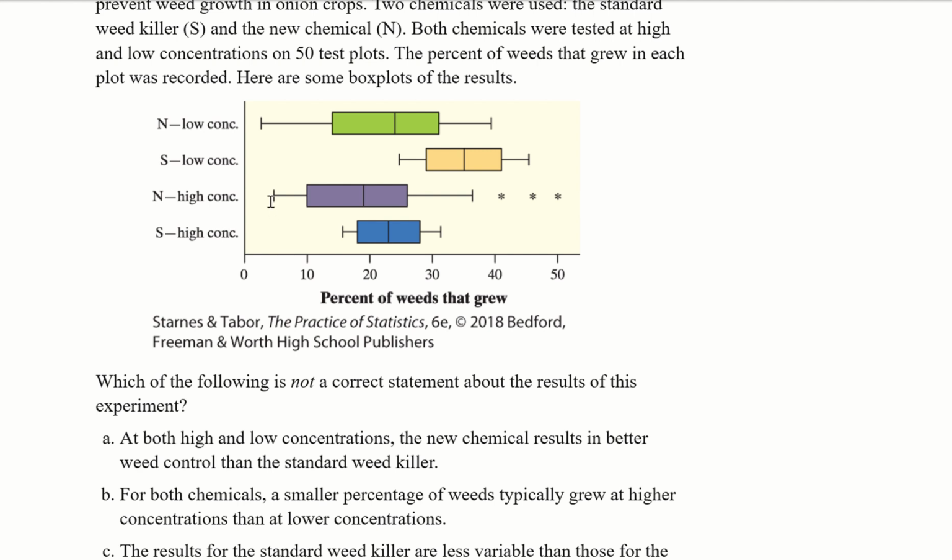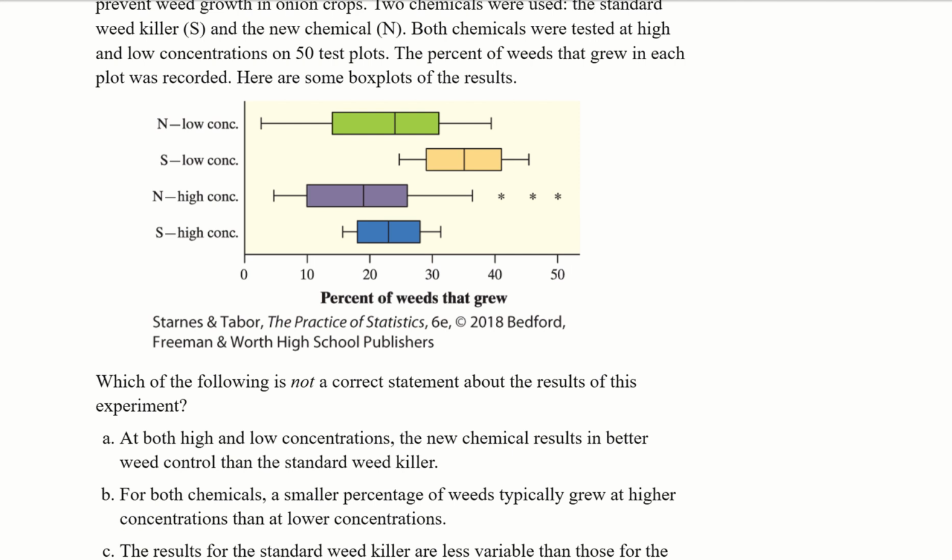If I look at the new weed killer, there seems to be a lot of variability. On the one hand, you get some outliers that are very high, right? So it looks like the new chemical has very high variability, which is not a good thing. That means it's very inconsistent. Yes, it has some very good percentages there of weeds that grow. If you're talking about not wanting weeds to grow, then that's pretty low. You want that percentage to be low. But on the other hand, it has some really high outliers. So that doesn't seem to be very good. So yeah, we don't have some very good results there.